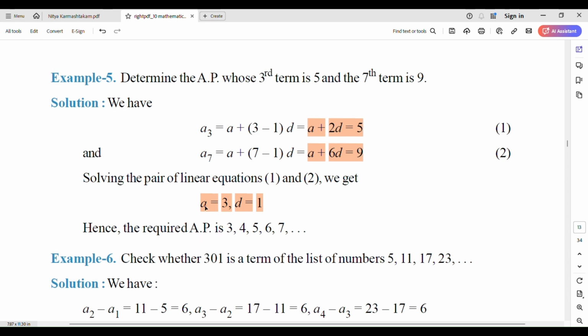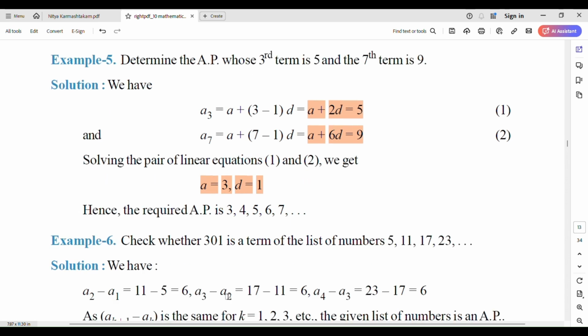So once you know that A and D, we can write the series. The AP has 3 as the initial value and D is equal to 1. So it is 3, 4, 5, 6, 7, and so on, like this it will go. Okay, next.